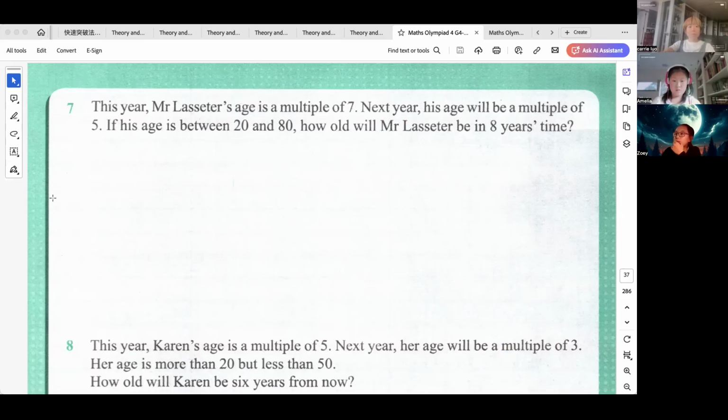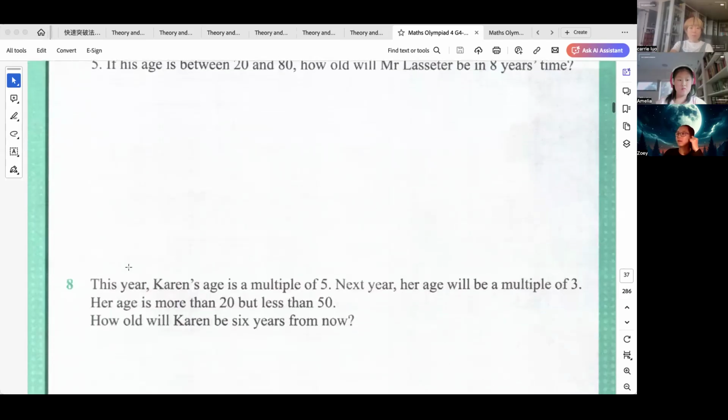So, Halima, this one is pretty easy, right? Very easy. So I think Amelia, this question should be done. Amelia, can you give me the answer? I got 57. Zoe, did you get the same answer? Same. Okay, yeah, good. Very good.